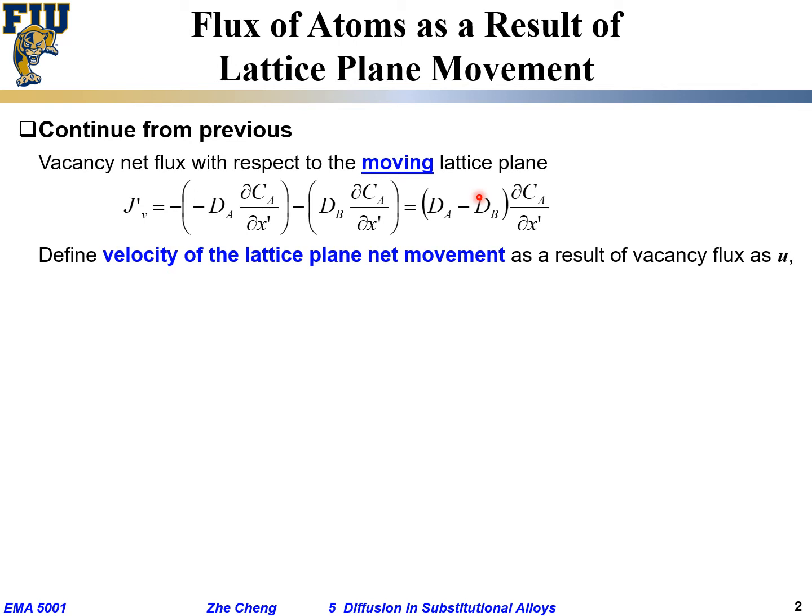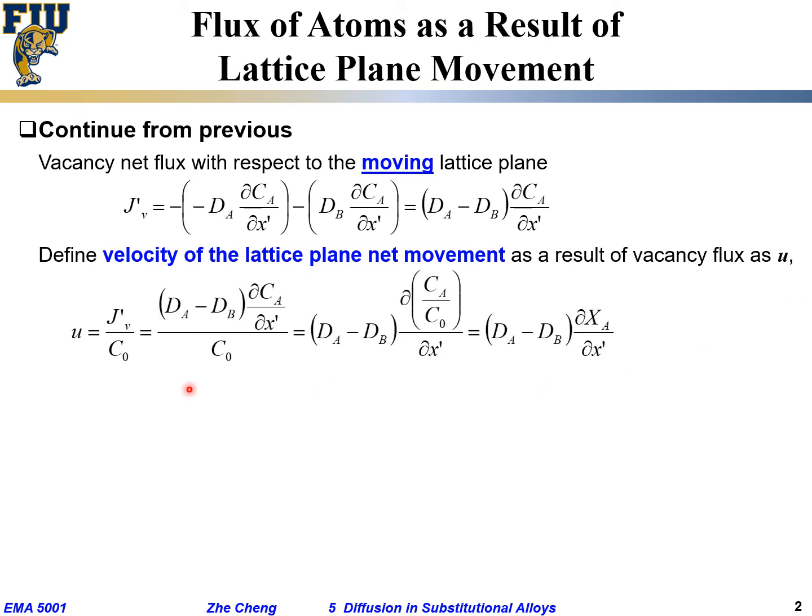And then now define how fast your moving interface moves. We define it as U. The velocity of what? Of that moving interface. Because we remember we said in Kirkendall did the experiment, the molybdenum wire would move. That indicates that the interface actually moves. That chosen lattice plane is actually moving. How fast does it move? Let's define it as U. Velocity.